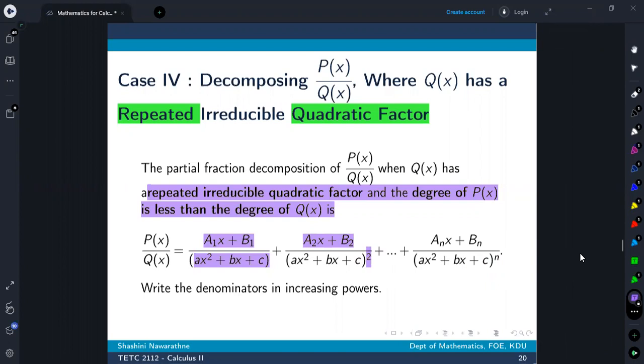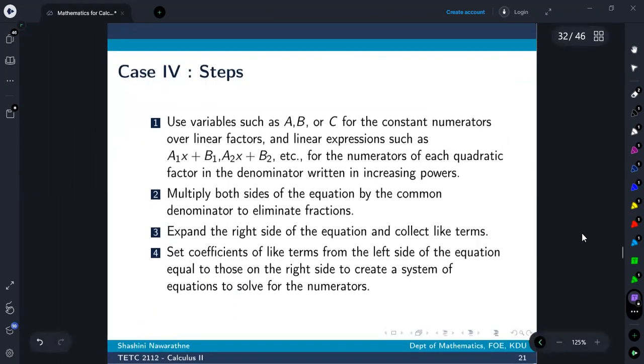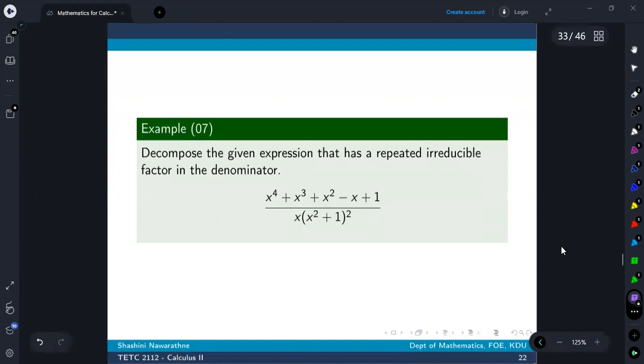Otherwise, your answer may not be incorrect, but it will be something complicated while you are obtaining the answer. So here also we need to follow the same steps, and the only difference is obtaining the expression. So let's do this example.